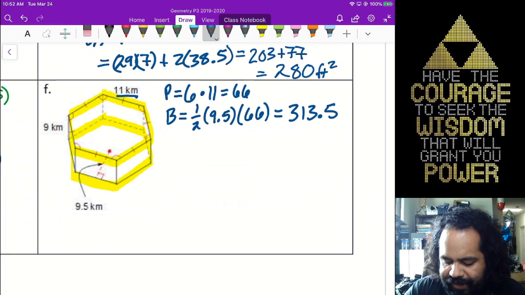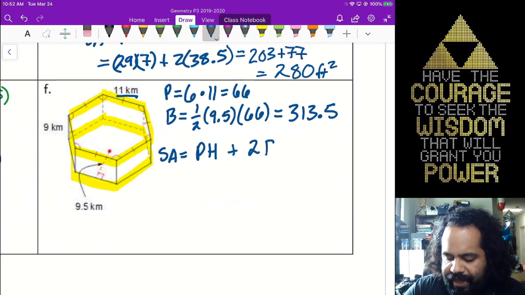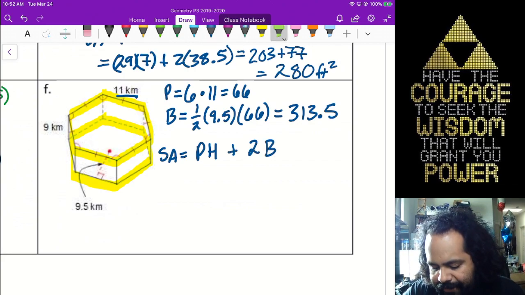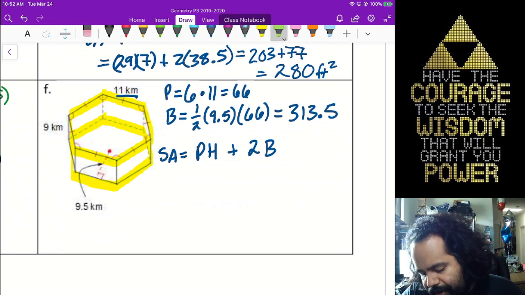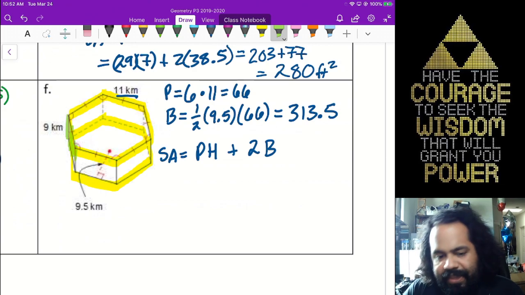I could find the surface area. Right? Surface area equals the perimeter times the height plus 2 times the area of our bases. Again, the height of your bases. It was a little hard because of the angle, but look, it's this right there. Right? That's your 9 right there.